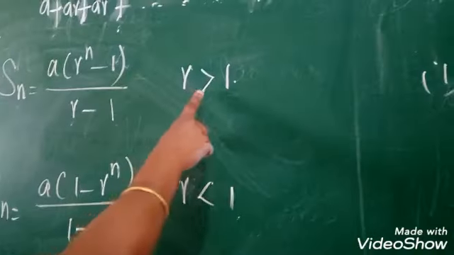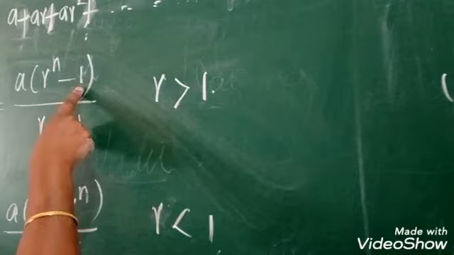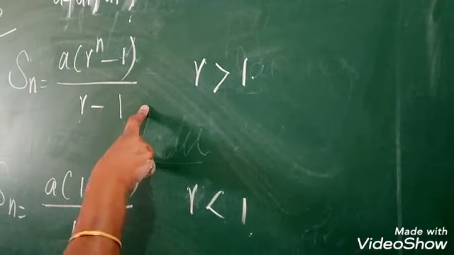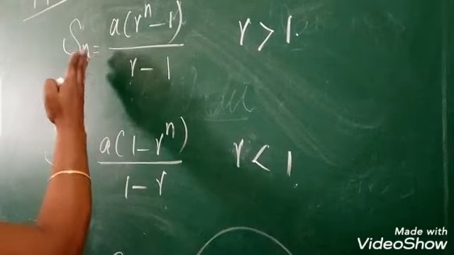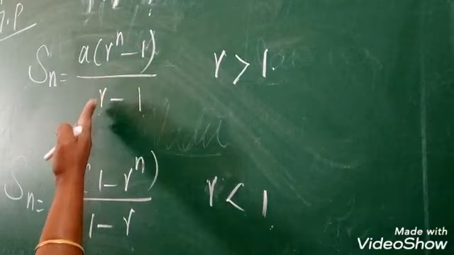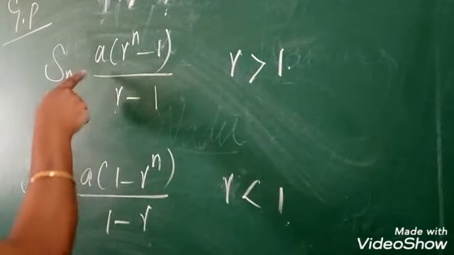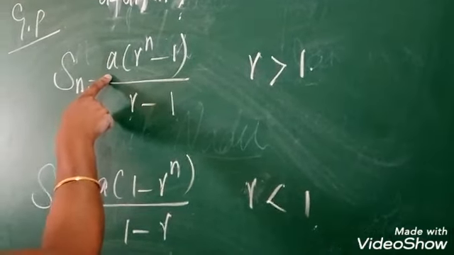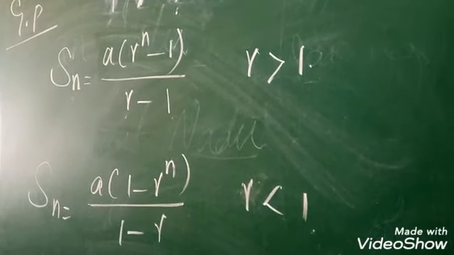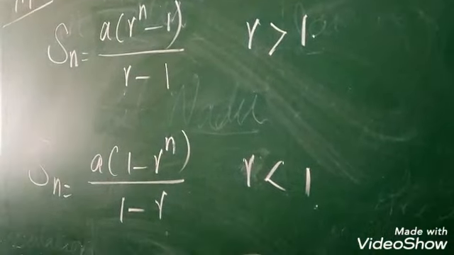When R is greater than 1, we have to use this formula: Sn equal to A into R power n minus 1 divided by R minus 1. We know that A is called the first term, R is called the common ratio. How do you find the common ratio? Second term divided by the first term.